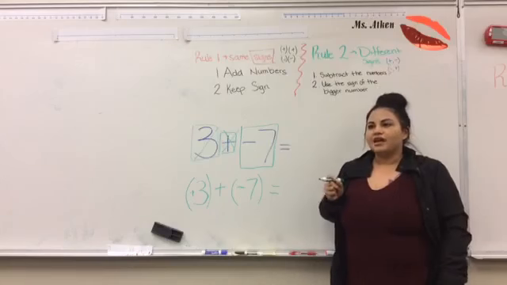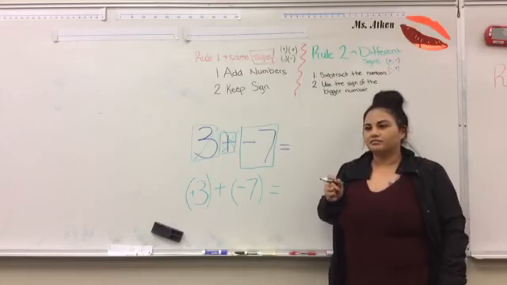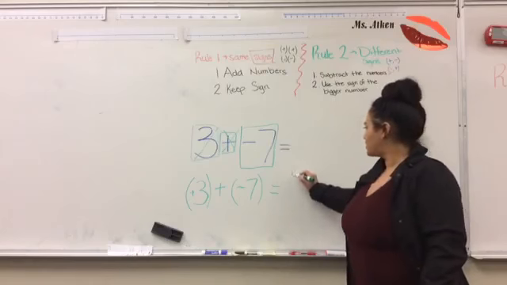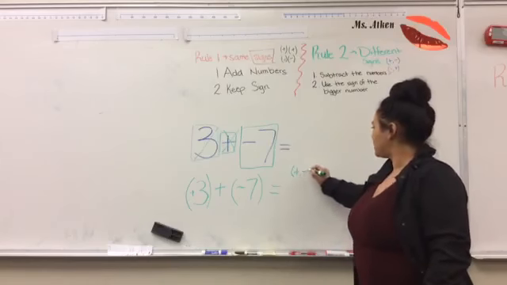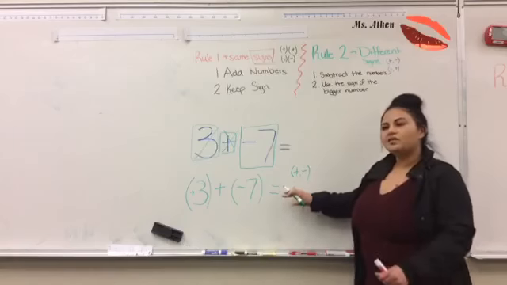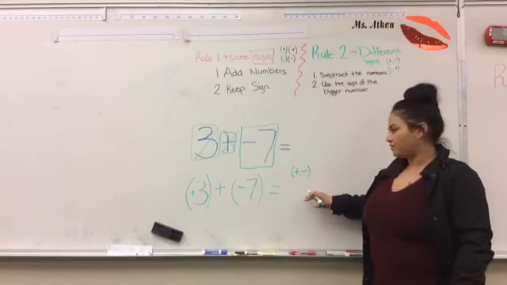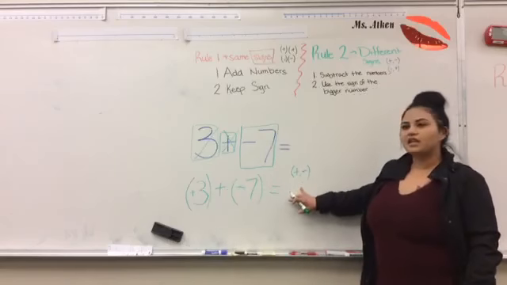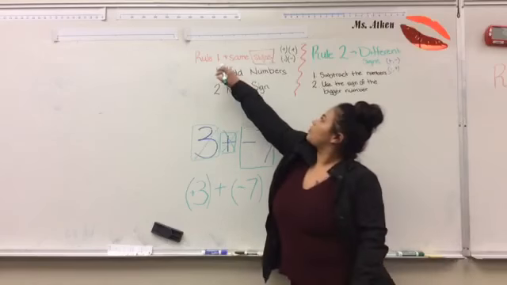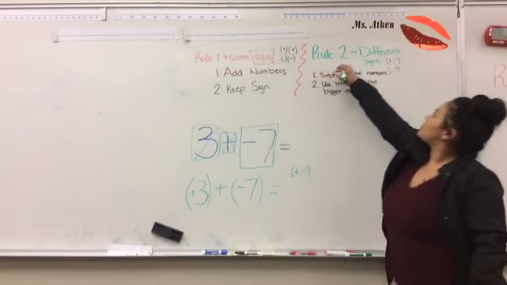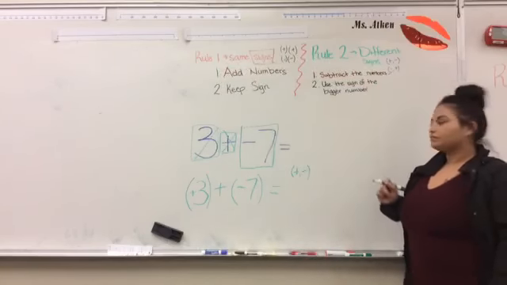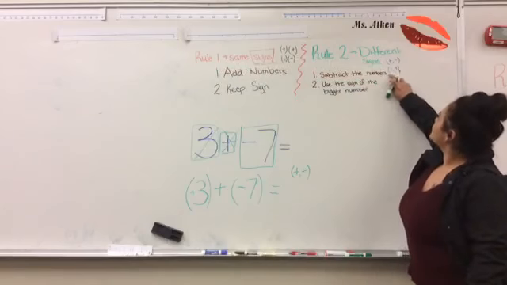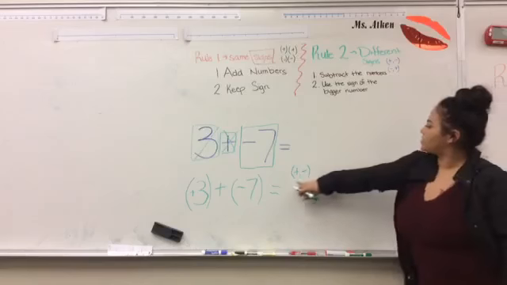Gerardo, when we look at this, we have a +3 and a -7. What signs do I have? A positive and a negative. You're correct. Here's a positive and here's a negative. Knowing we have a positive and negative, are we going to use rule number 1 for same signs or rule number 2 for different signs? Different signs. Good job. Because it's a positive and a negative.